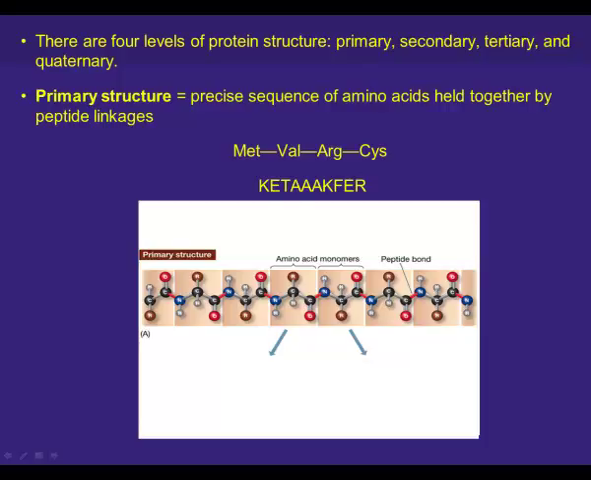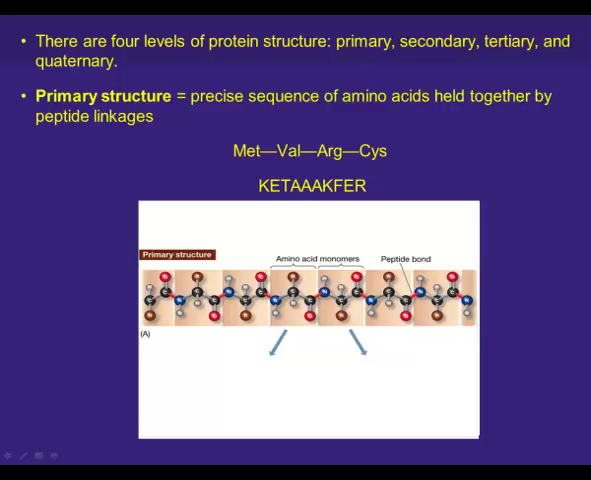There are 4 levels of protein structure: primary, secondary, tertiary, and quaternary. And we're going to discuss each one of these in turn. The primary structure of a protein refers to the precise sequence of amino acids that are held together by peptide linkages. The primary sequence is very important because it governs higher levels of structure, because the properties of the R groups, those chemical properties that we just looked at in the previous slides, they actually determine how proteins twist and fold.